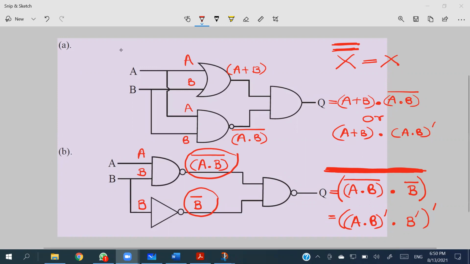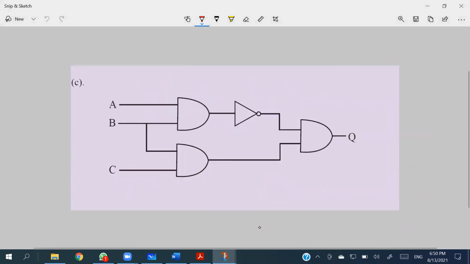Right, okay. All right, moving to the third one. Here what is happening is it receives A over here, it receives B over here. And this output is going to be A dot B. So it's a simple AND gate. And it is moving through a NOT gate. So it's going to give you A dot B total bar, right?